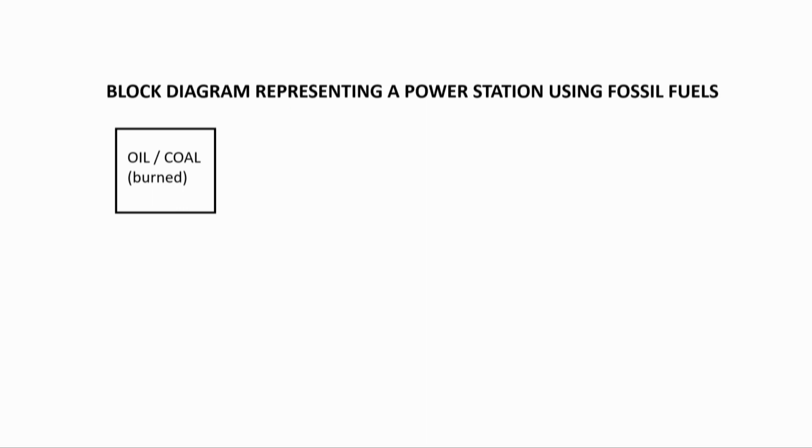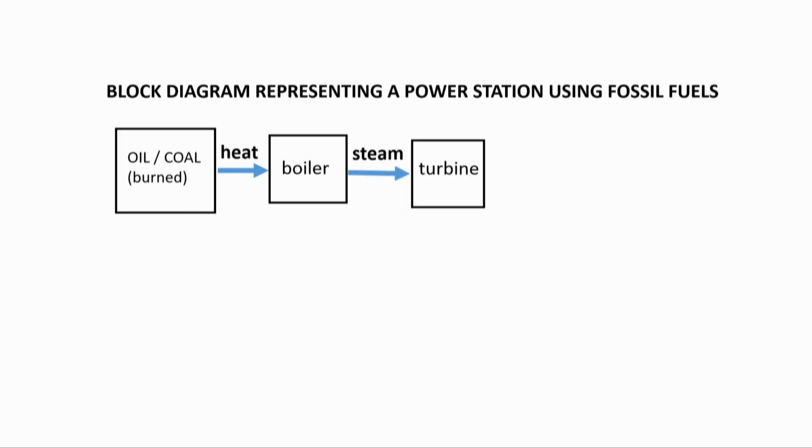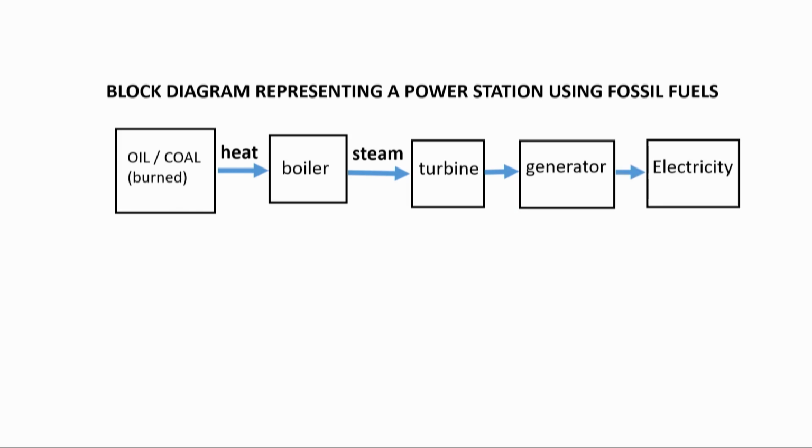Here is a block diagram representing the parts of the power plant. Oil or coal is burnt producing heat. The heat is used to boil water, producing high pressure steam which turns a turbine. The turbine turns a generator which produces electricity.